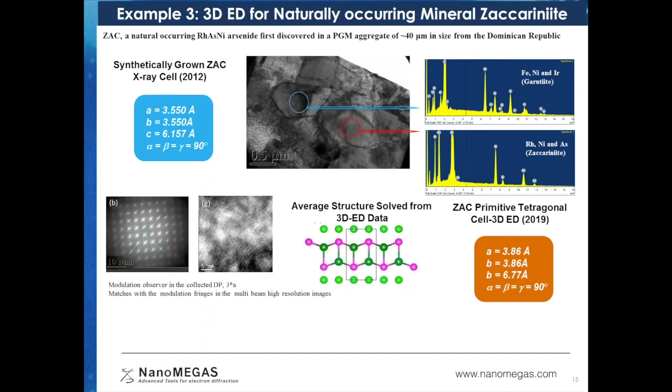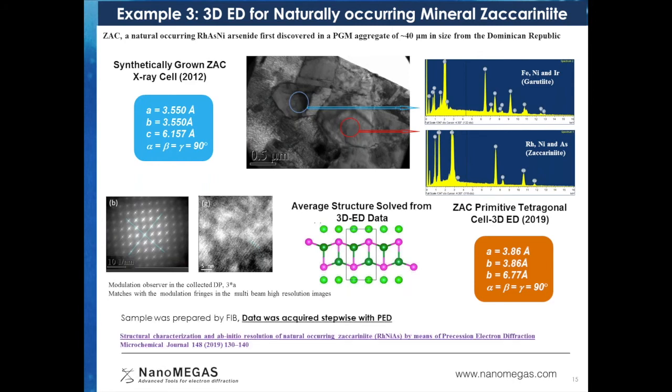But we had some additional observations. We saw the presence of modulations in the diffraction pattern, which we also confirmed by looking at high resolution images of this material. This was not reported and not observed in the synthetically grown form of this mineral.